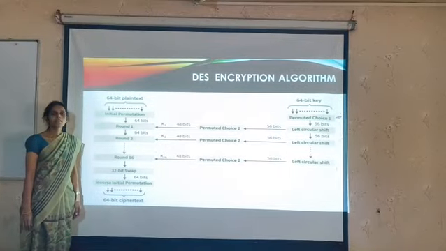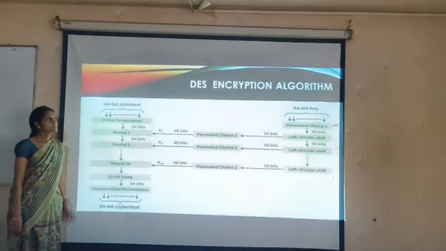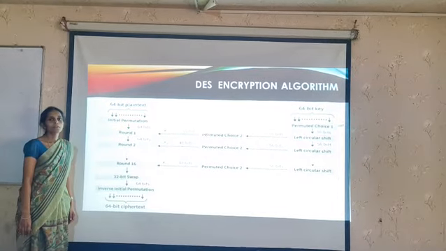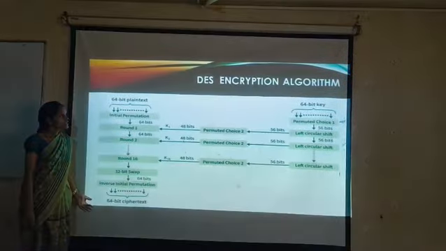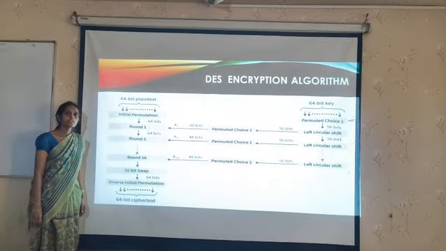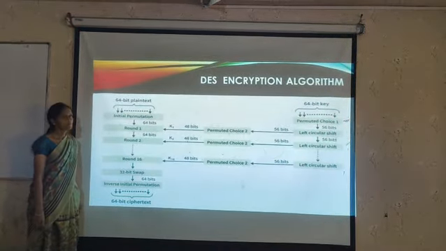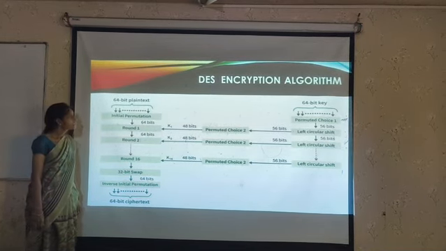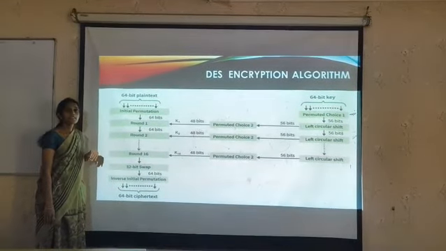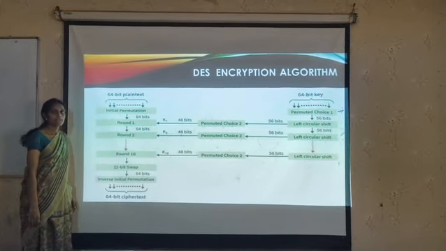DES algorithm is a symmetric block cipher. What does it mean? Symmetric cipher means same keys will be used for both encryption and decryption. Block cipher means it is not going to take bit by bit or byte by byte input. It is going to take a group of bits as input. What is the size of that input block? It is 64 bits. DES algorithm will take 64-bit plain text and it will generate 64-bit cipher text.